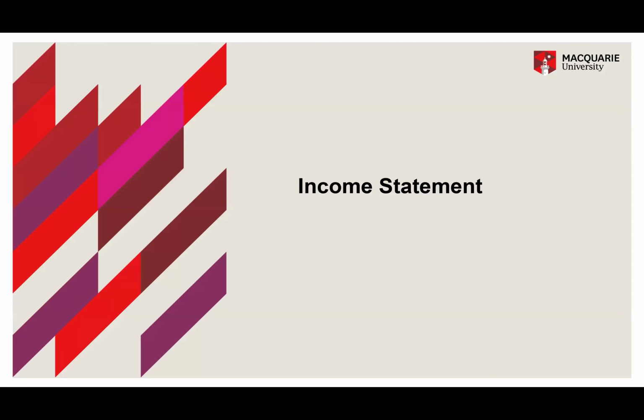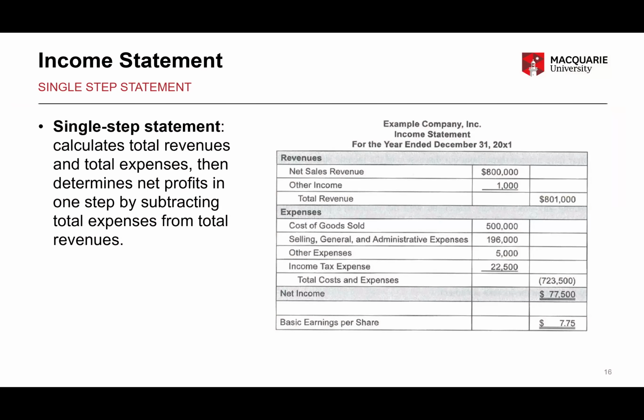Now let's move into the second really important statement here, and that is the income statement. What we're recognizing here is that the income statement measures the profit for the business. So it has different names. Sometimes we call it the profit and loss statement. Sometimes it's called the statement of financial performance for the business. So we might see different names for it.